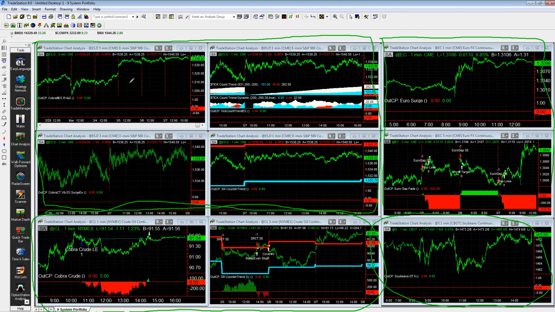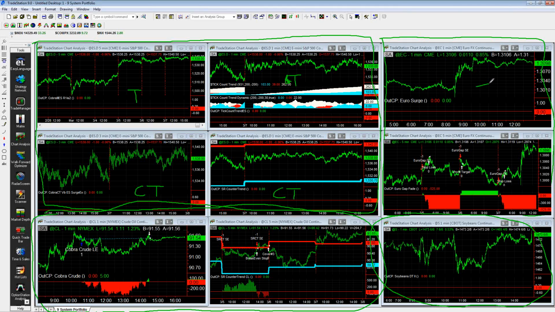And this is a trend strategy. I'm going to put T for trend. And you've also got a tick count trend, which is a trend strategy. So your 2 E-mini S&P trend strategies are on the top. Your counter trend strategies, Cobra CT5B and SR counter trend, are the 2 ES counter trend strategies.